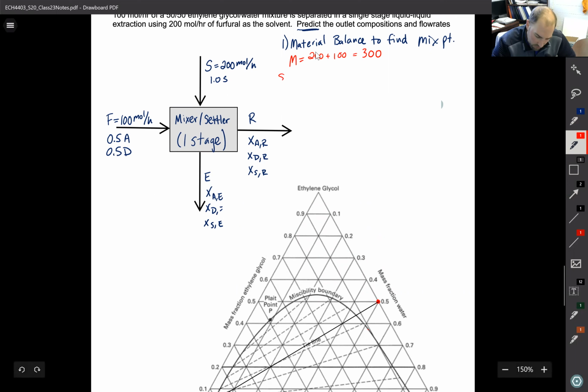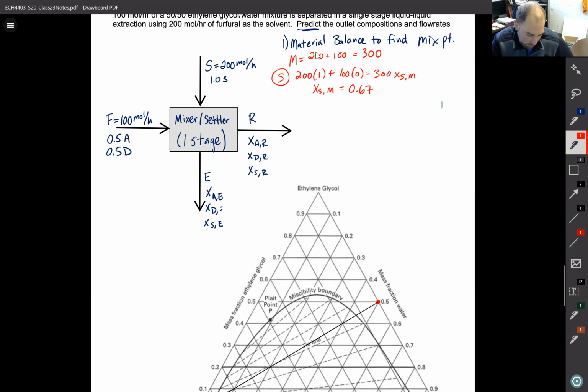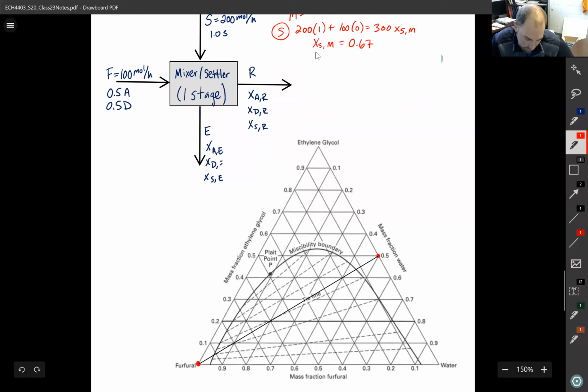And then I could solve for one of the compositions. So let's do a solvent balance. Solvent coming in is 200 times 1, because that's the mole fraction of solvent in the solvent stream, plus 100 times 0 is equal to 300 times XS of the mixing point. Let's solve that one equation, one unknown, and I would find that XS of the mixing point is 2/3, 67%. And then the other 2 things, it'd be exactly 1/6, or 16.7%.